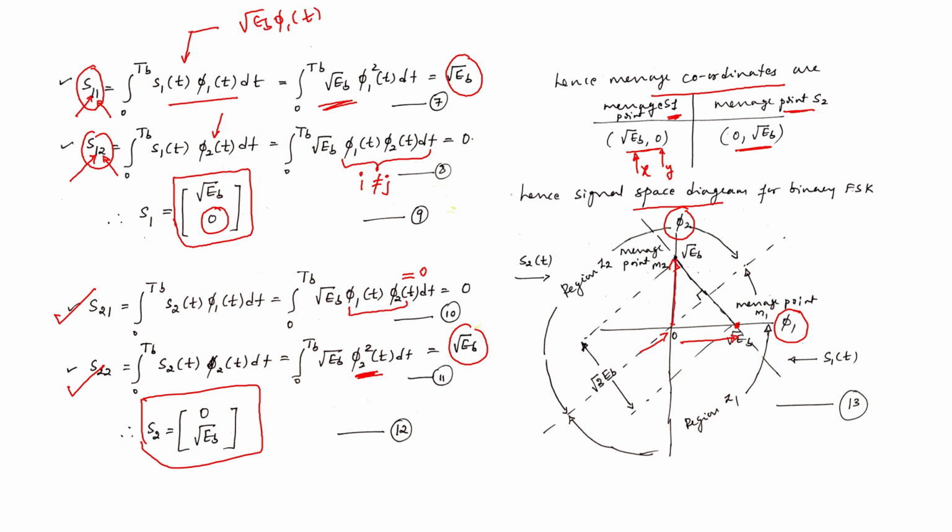In order to obtain the decision regions, you connect these two points and draw one vertical, perpendicular line here. So you are going to see two regions here, which are nothing but region Z1 and Z2, to identify message 1 and message 2 here.